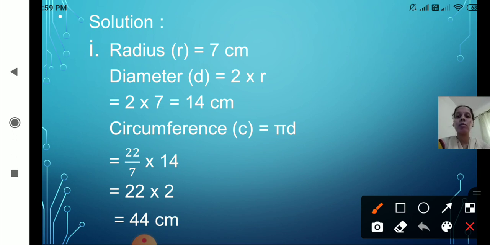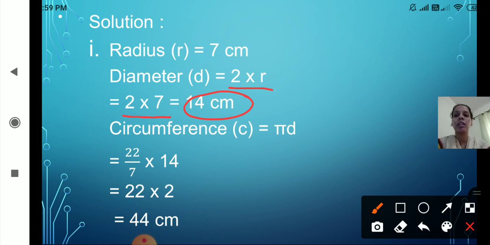How will you find out diameter? What is the formula to find out diameter? Diameter is equal to 2 multiplied by radius, that is 2 into r. Now put the values. Radius is 7, which is given in the question. Radius is equal to 7 centimeter. So diameter is equal to 2 multiplied by radius, that is 2 multiplied by 7. So 2 7s are 14. So this is diameter.